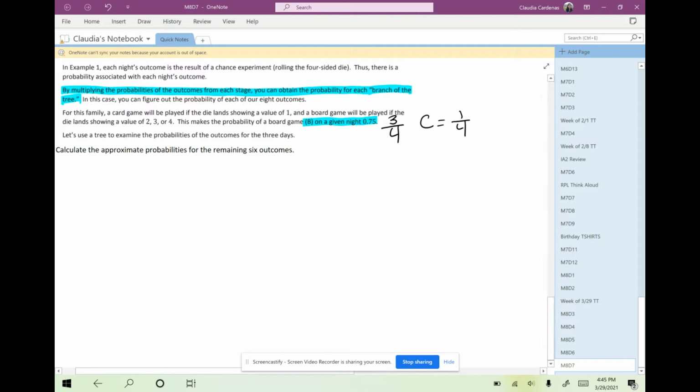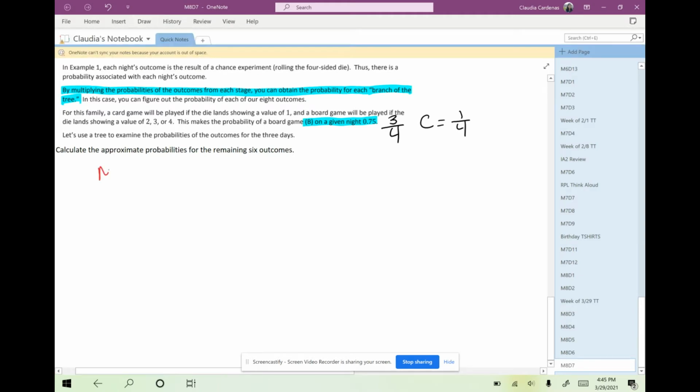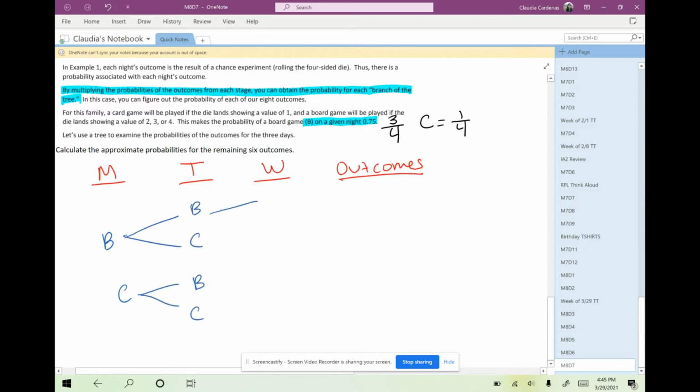And so we're going to use the tree to examine the probabilities of the outcomes for the 3 days, and then we'll calculate the approximate probabilities for the remaining outcomes that we have. So I'm going to go through this very quickly because we already have it on our paper. And we're going to now list the probabilities of each one underneath. So we have board games, card games, board games, card games, board games, card games, board games, card games. So if yours does not match this, now is the time to edit and revise that we have board games and card games below every branch of our tree.